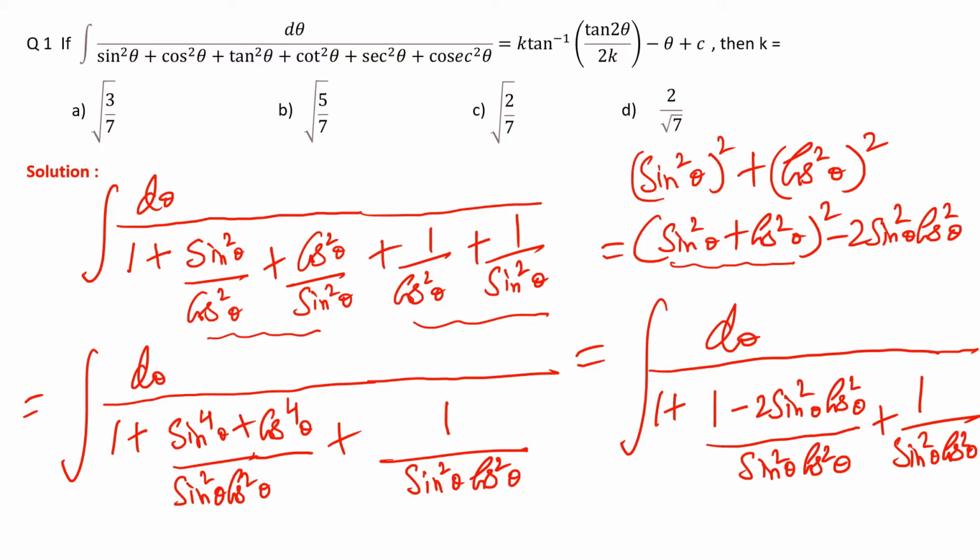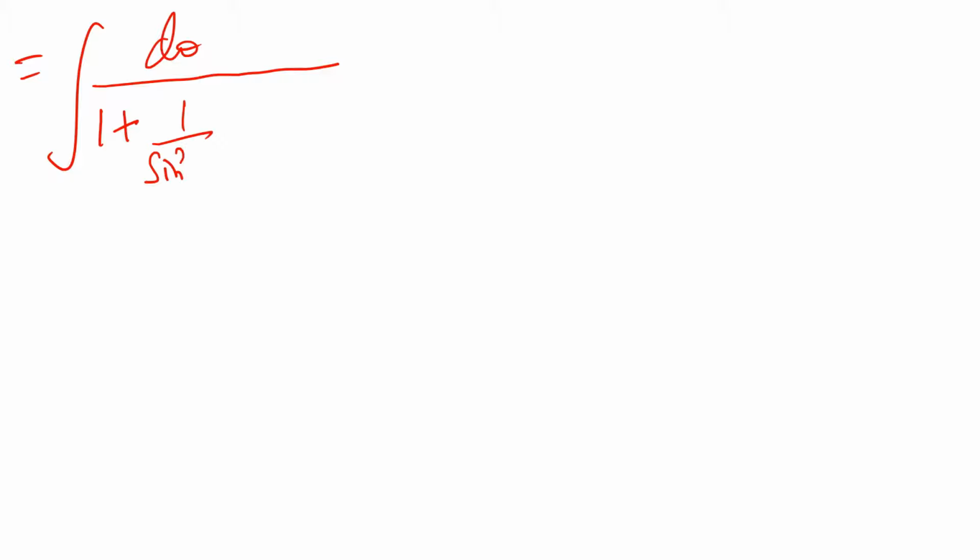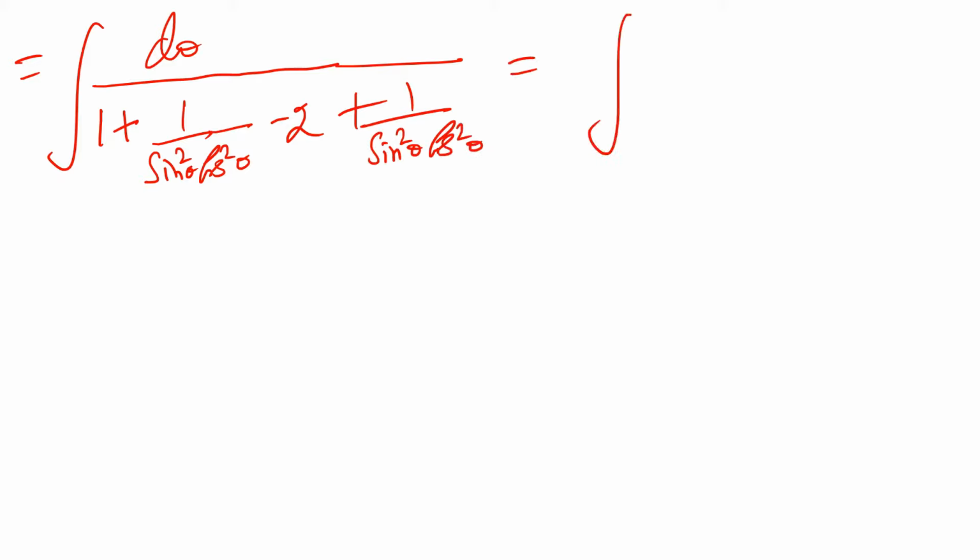Now we move further. Now this expression can be written further as d theta upon 1 plus, when we separate the terms of the middle term, we get here 1 upon sine square theta cos square theta minus 2. Fine. And then we had the last term as 1 upon sine square theta cos square theta. Let us collect these terms now. We'll be getting d theta upon 2 upon sine square theta cos square theta minus 1. Fine.